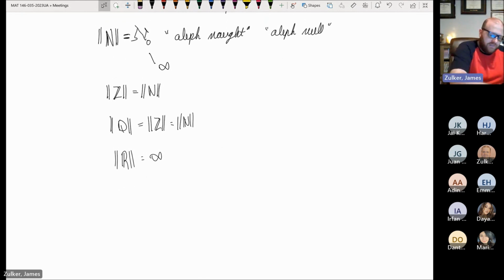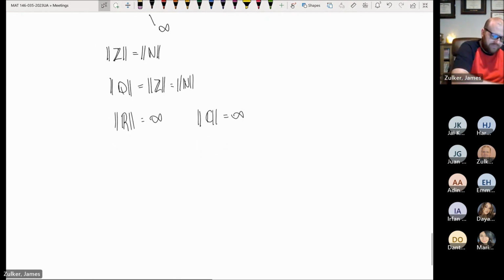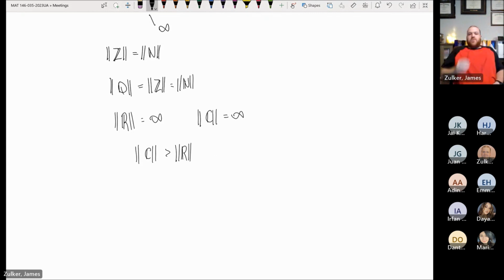By the way, complex numbers are also infinite in cardinality. However, the cardinality of the complex numbers is larger than the cardinality of the reals.